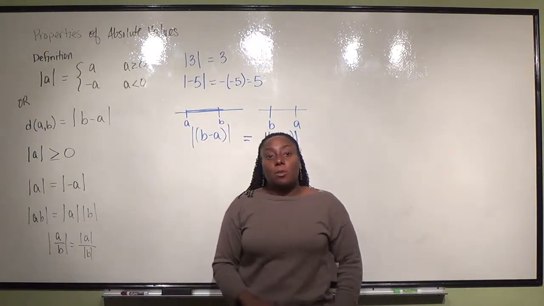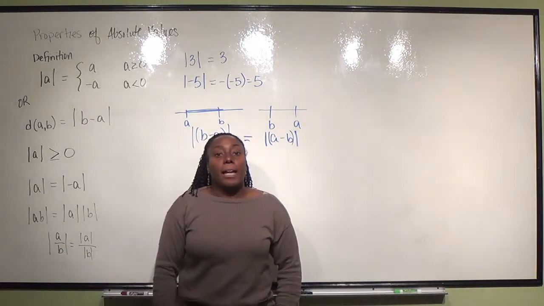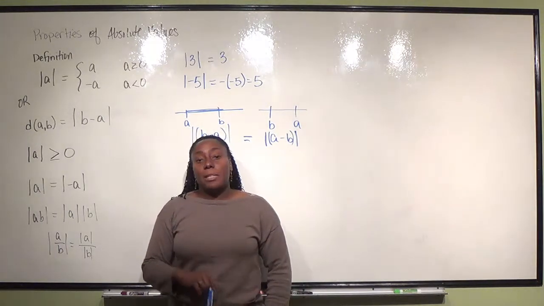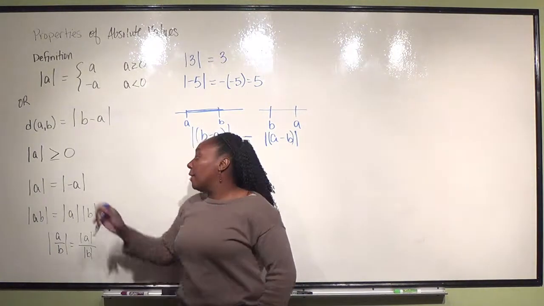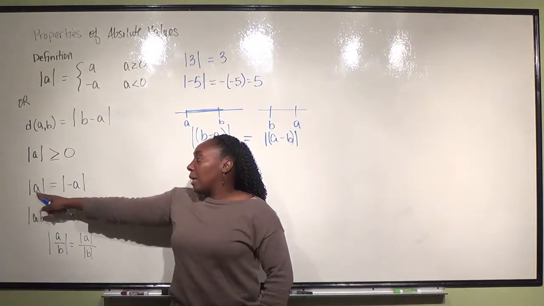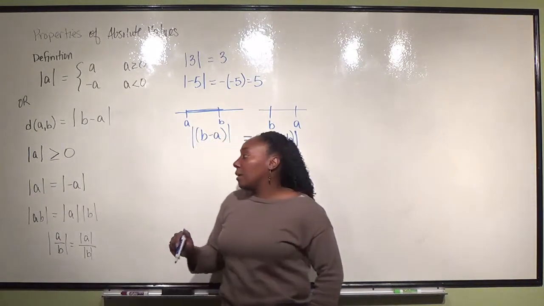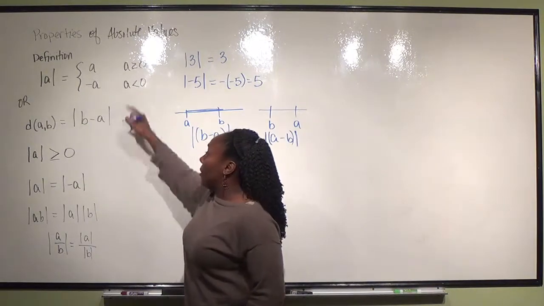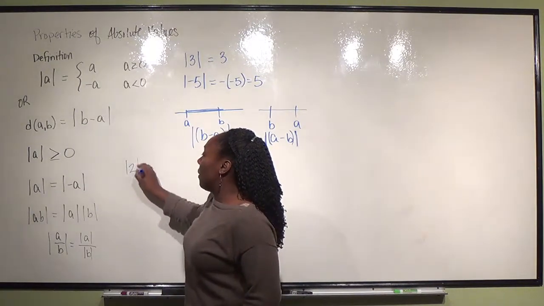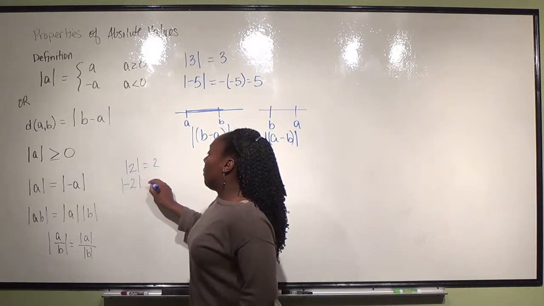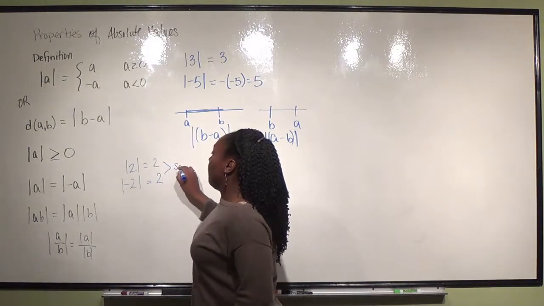The absolute value of a negative number and its opposite positive number is always going to be exactly the same. So if I take the absolute value of A and the absolute value of negative A, I am always going to get the same thing. And again, we can see that from our definition there. If I take the absolute value of 2 and the absolute value of negative 2, both of these are going to come out to be 2.